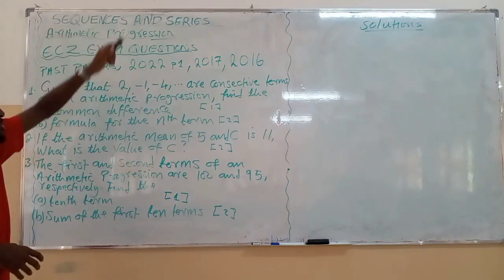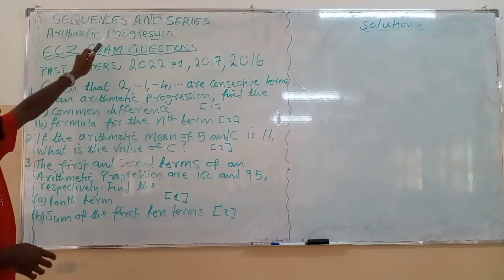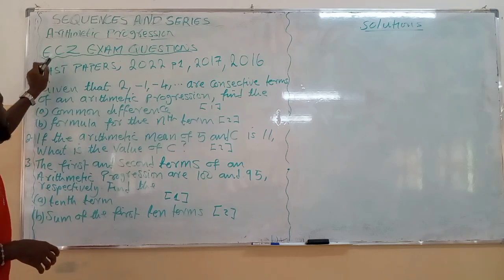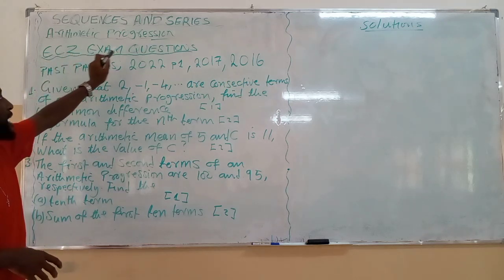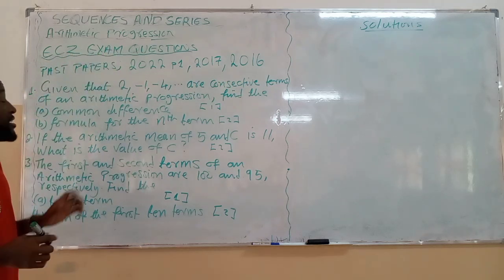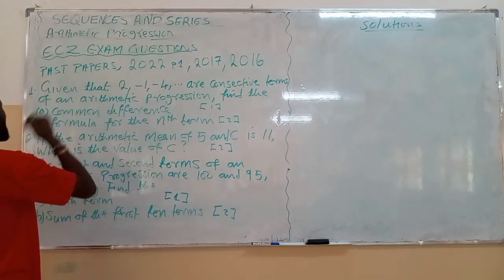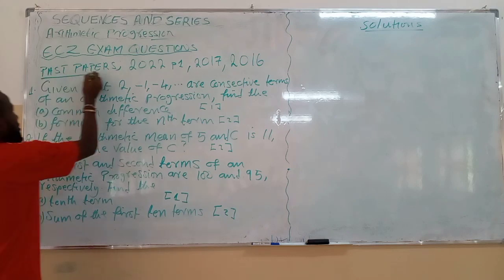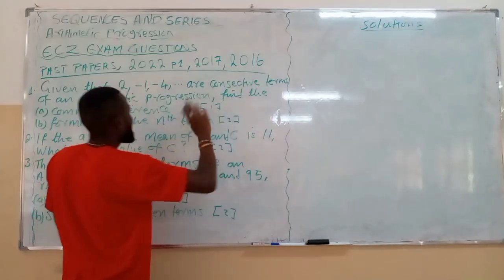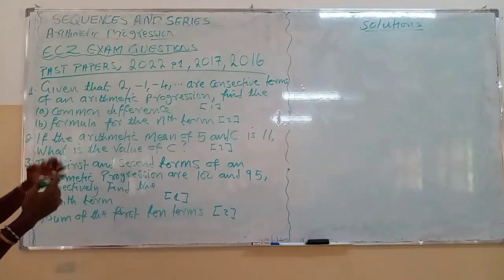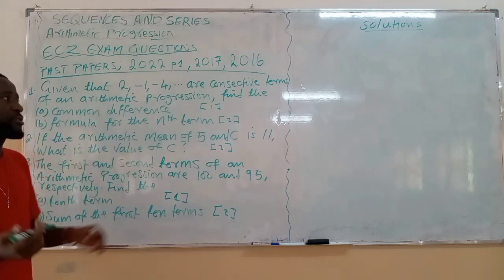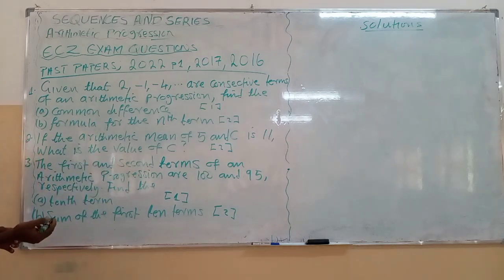We're still talking of sequence and series. Arithmetic progression, ECZ, Examination Council of Zambia, exam questions. So now we are simply talking of past papers that we are going to look at. There are only three. Of course, there are a lot of past papers, but I just picked three that cover all the things that we have done in arithmetic progression.